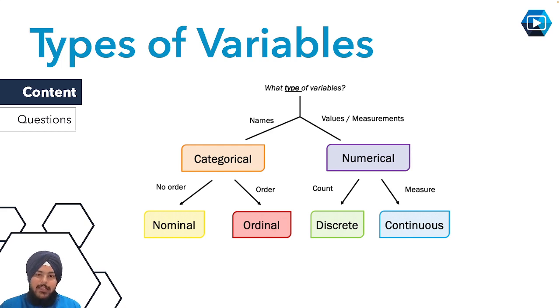associated order. An example of a nominal categorical variable could be, for example, someone's blood type. So that could be A, B, O, A plus, B plus, and so on and so forth. There is no specific order in the way in which someone's blood type can be arranged.